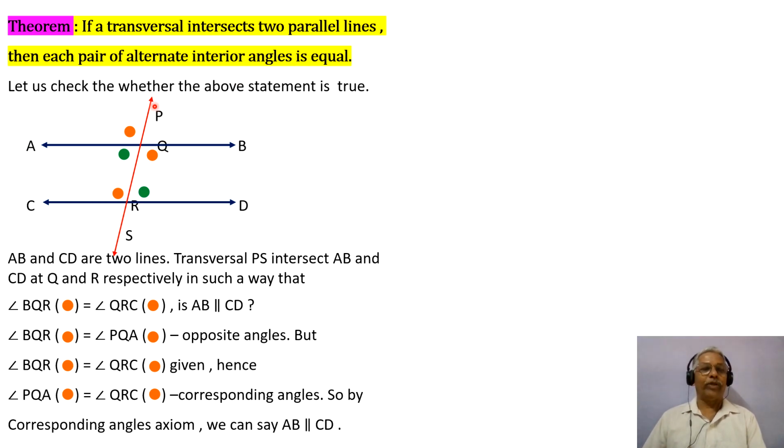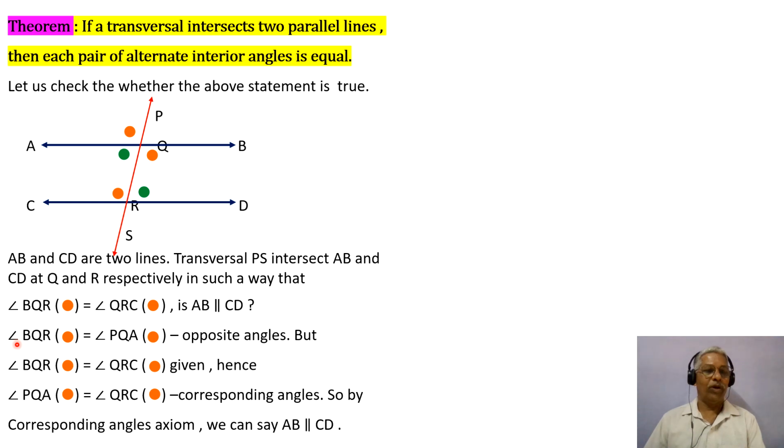Let us check whether the above statement is true. AB and CD are two lines. Transversal PS intersects AB and CD at Q and R respectively in such a way that angle BQR, this pink one, equals angle QRC, another pink one. Is AB parallel to CD? We have to prove this.